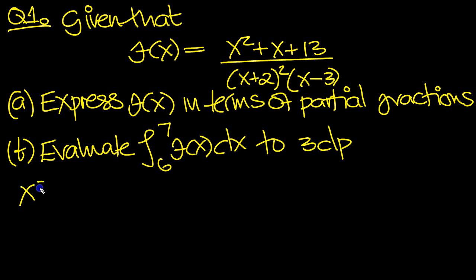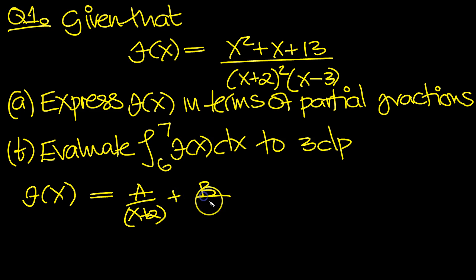So we've got f(x), which is x squared plus x... What I'm going to do here is just write f(x) and use partial fraction methods. This is a repeated factor, isn't it? So it'll be A over x plus 2 plus B over (x plus 2) squared. So that's that one catered for.